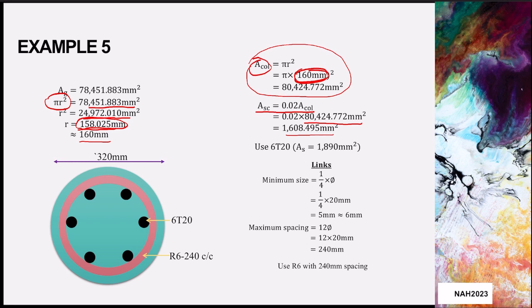1,608.495 mm square. Then we can refer to the table to get the nearest value of this ASC. Tapi kena ambil yang lebih besar.